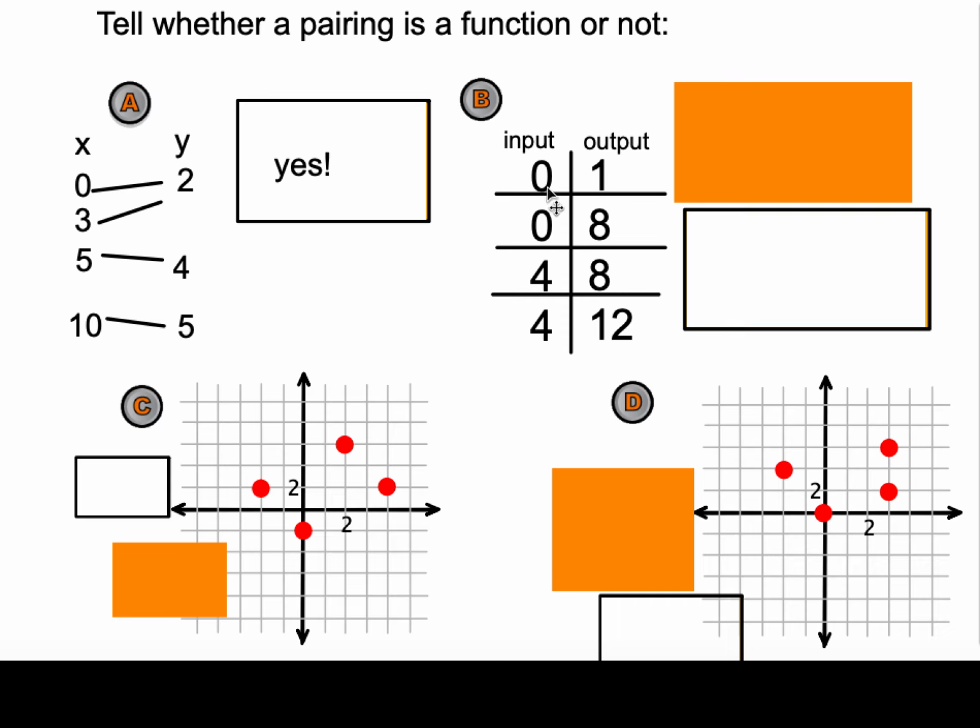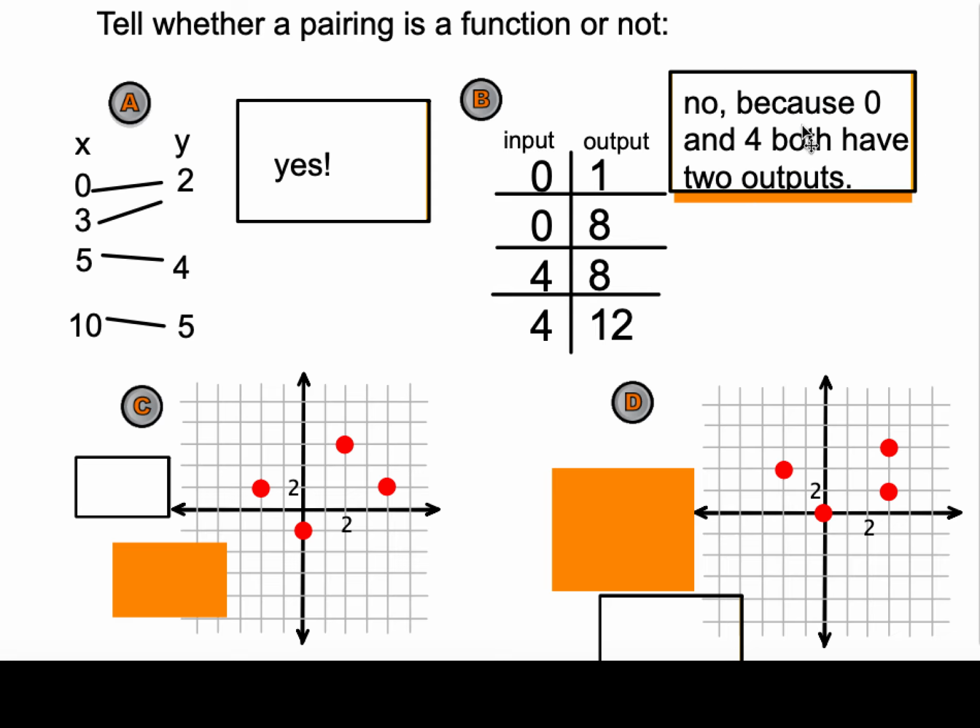Over here at the right, on the other hand, part B, notice that the input 0 goes to both 1 and 8, and 4 also goes to 8 and 12. So therefore, no, because they both have two outputs, it would not be a function.